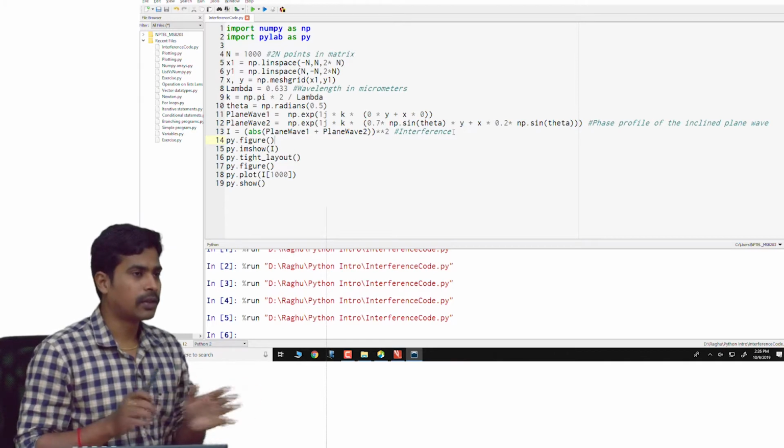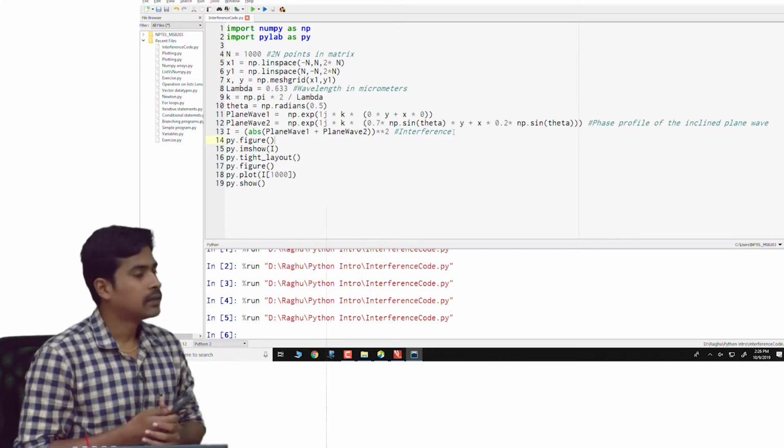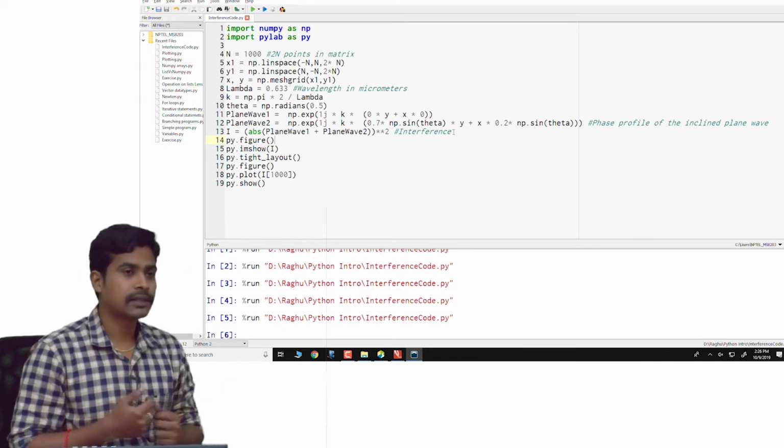With this I want to conclude the interference simulation part. Now if you have any doubts, you can ask me, otherwise that is it.